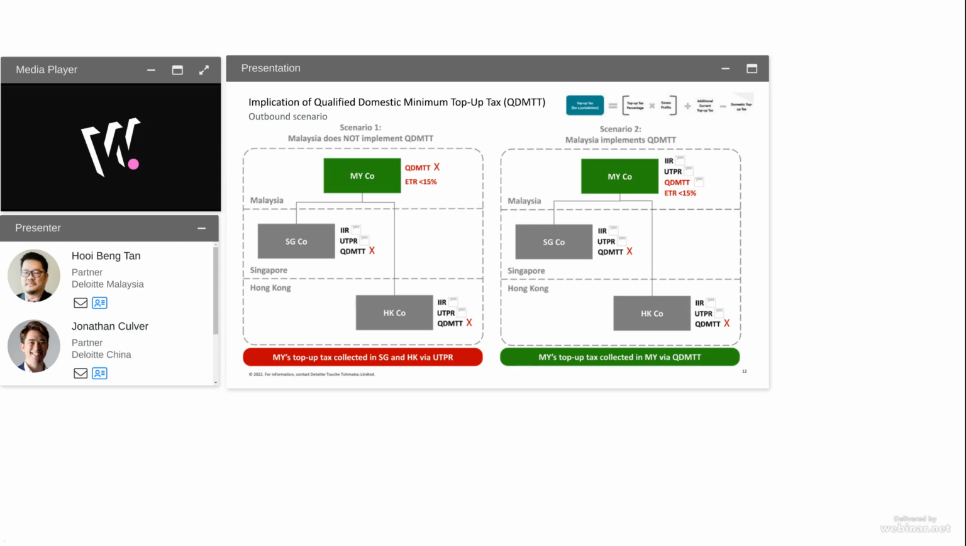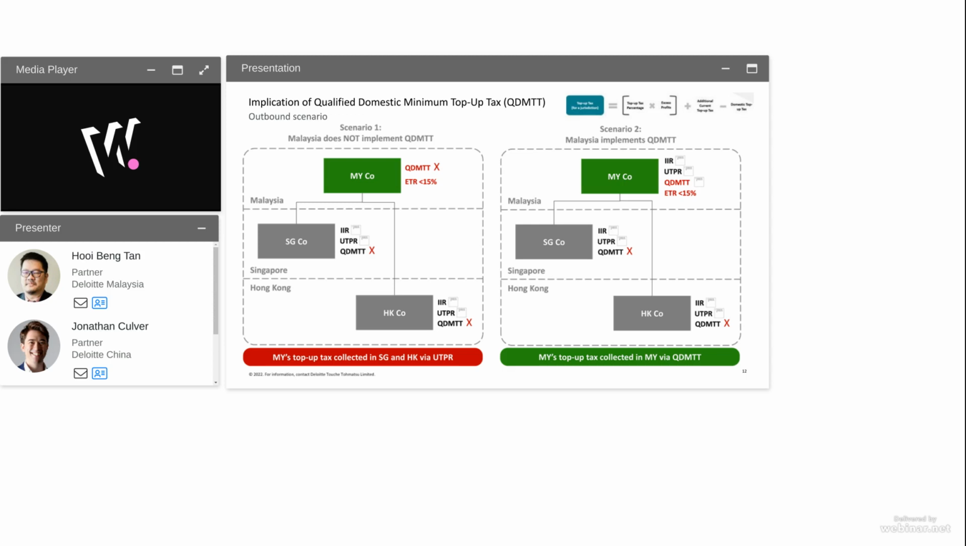We have the QDMTT protecting against top-up tax, which would be collected under the UTPR. Right. So there's a dual purpose here, and when you look at the policy design of the QDMTT, it's worth considering what's being protected against. Is it top-up tax under the IIR or the UTPR?